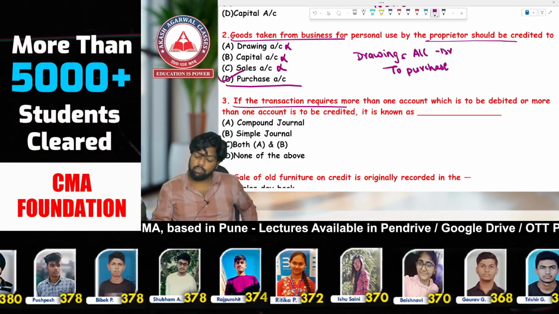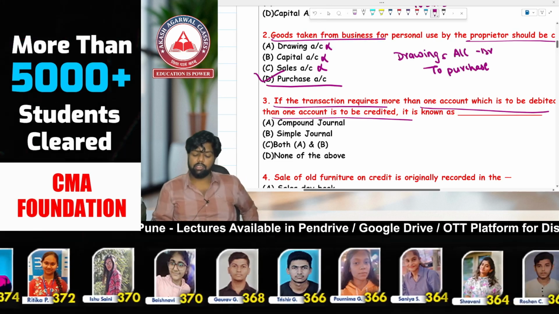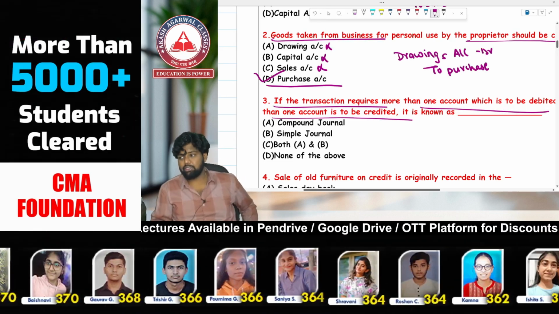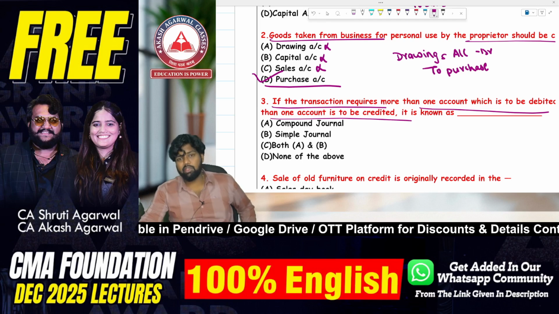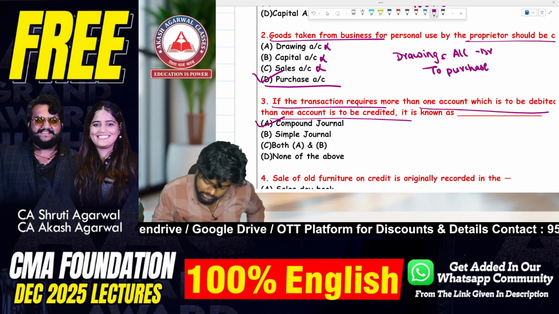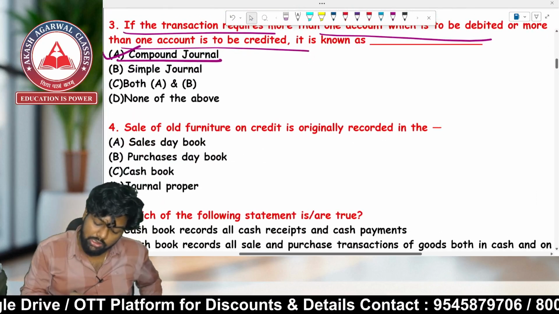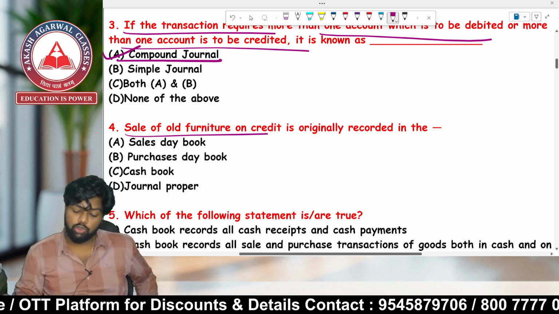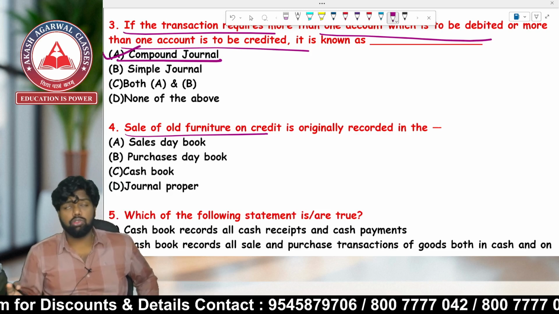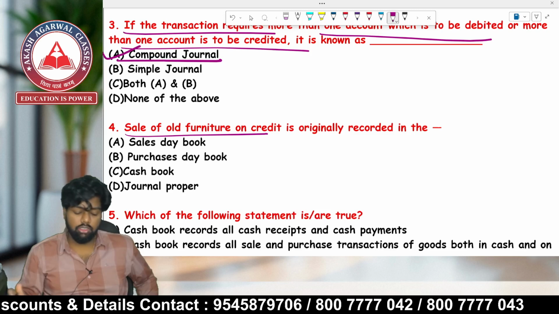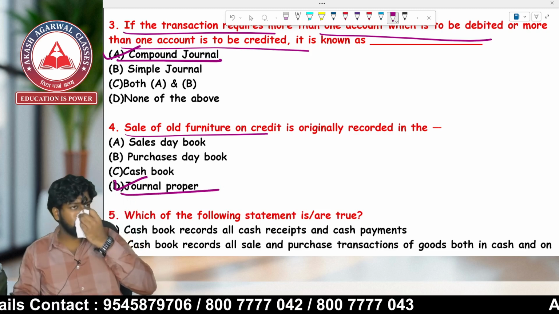If a transaction requires more than one account to be debited or more than one account to be credited, it is known as, as I have already explained, a compound journal entry. Sale of old furniture on credit is originally recorded in which book? Not the sales book, not the purchase book, not the bill book, not the cash book: it will be recorded in the journal proper.